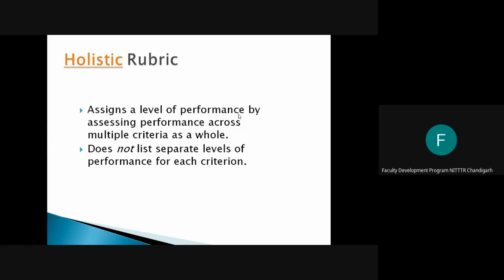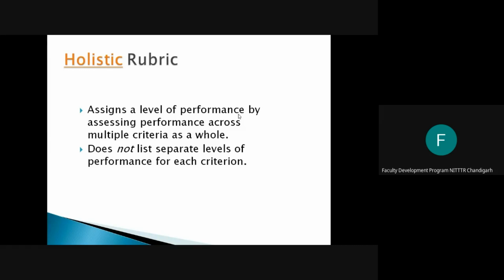See, holistic rubric means that there are multiple criteria in the analytical rubric. For every individual criterion, we had a performance level. That matrix was there. In a holistic rubric, there is no matrix as such. There is a complete paragraph, and in that paragraph, it is written that for this dimension, the student was performing at this level. For this dimension, the student was performing at this level, and in totality, he is excellent.